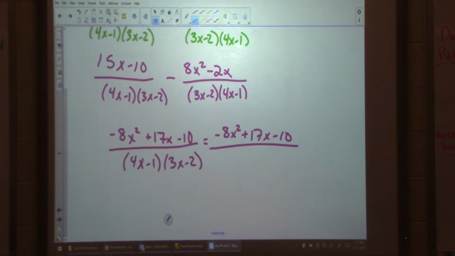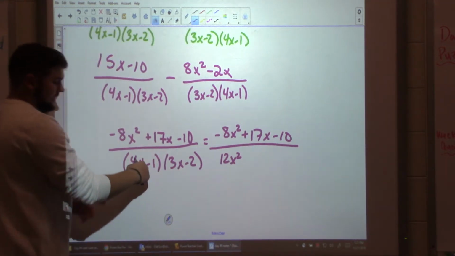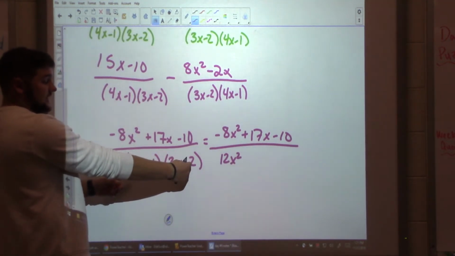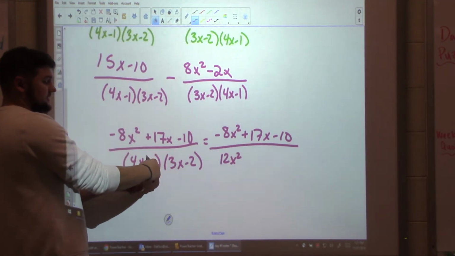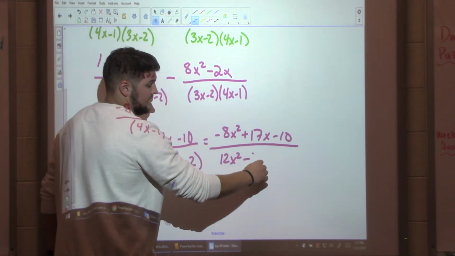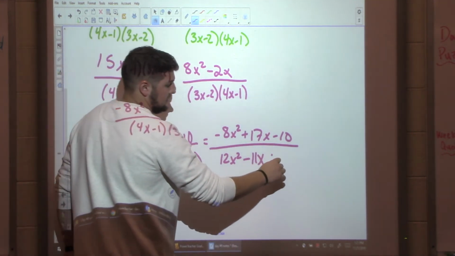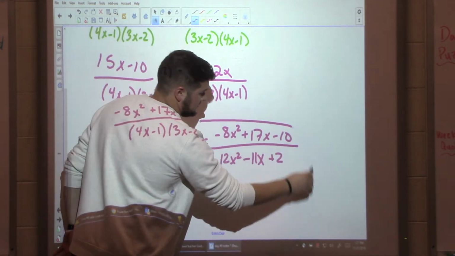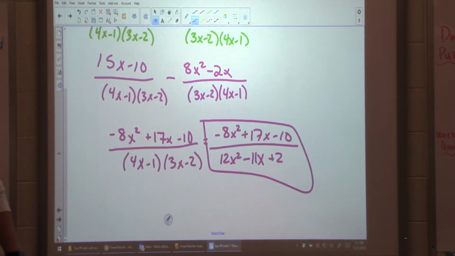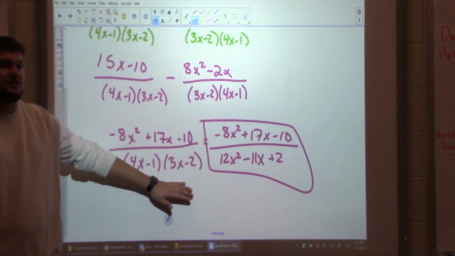So that's over 4x times 3x is 12x squared. 4x times negative 2 is negative 8x. 3x times negative 1, negative 3x. So add those together. Minus 11x. Negative 1 times negative 2, positive 2. That's my final answer. Okay? So I just FOILed my denominator. That's all I did. I just did it in one step though.